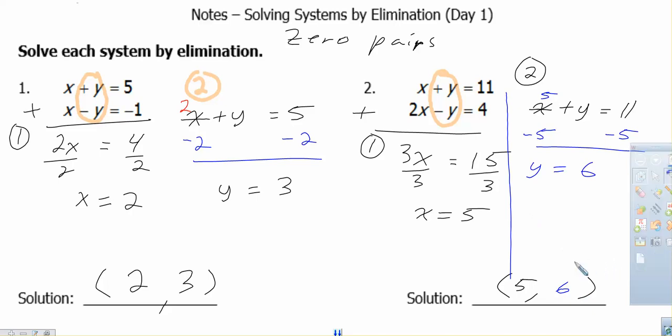All right, now if you notice, there's a lot less work than there was in the previous days with substitution. The point is, there are some systems that are easier to solve with substitution than they are with elimination. There are also a lot like this, where it's easier to find a zero pair and use elimination than it is for substitution. And at some point, it'll really be up to you. Whichever one is the easiest to go with, do it. Okay? All right, let's move on to number 3.